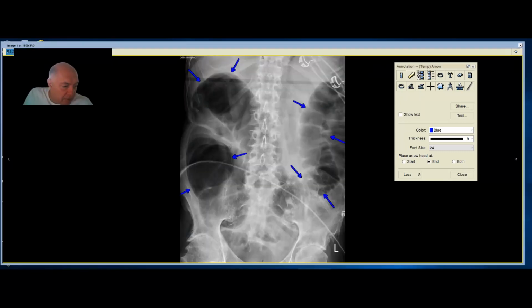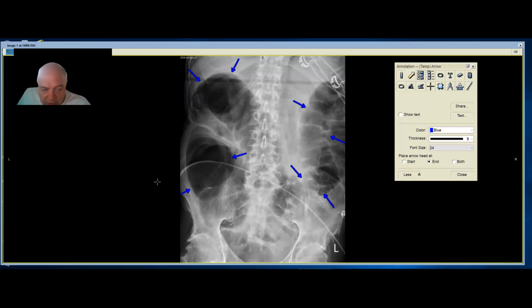I could show that there. So this is the distended colon, and then we come down to a transition point. So the diagnosis at this point is large bowel obstruction. This is a large bowel obstruction.